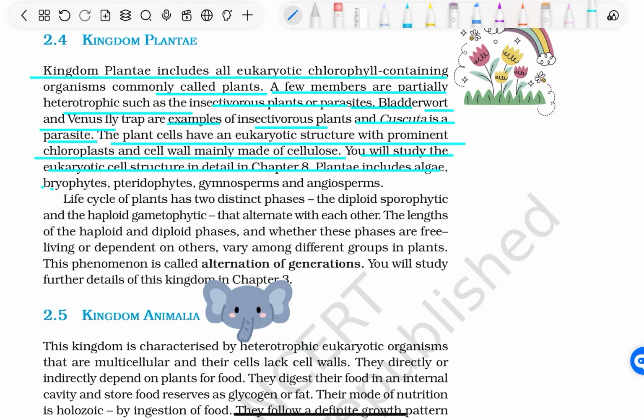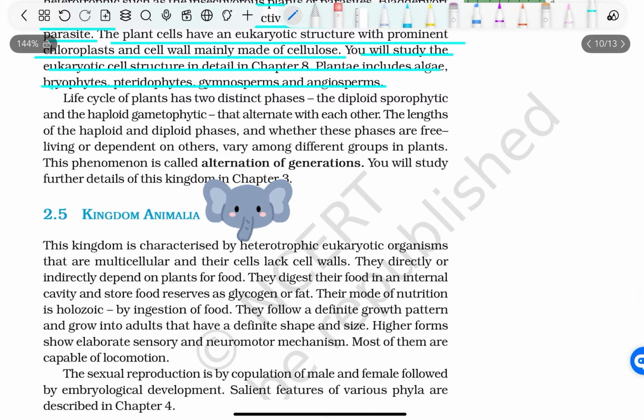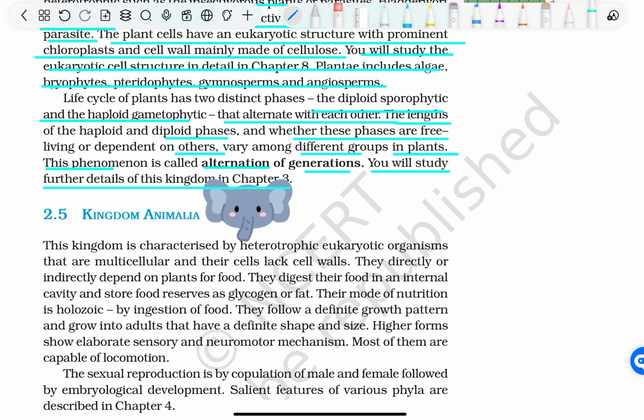Plants include algae, bryophytes, pteridophytes, gymnosperms and angiosperms. The life cycle of plants has two distinct phases, the diploid sporophytic and the haploid gametophytic, that alternate with each other. The lengths of the haploid and diploid phases, and whether these phases are free living or dependent on others, vary among different groups in plants. This phenomenon is called alternation of generations. You will study further details of this kingdom in chapter 3.